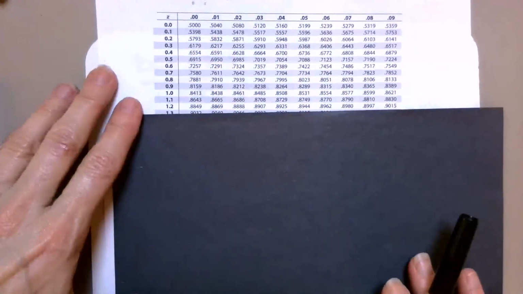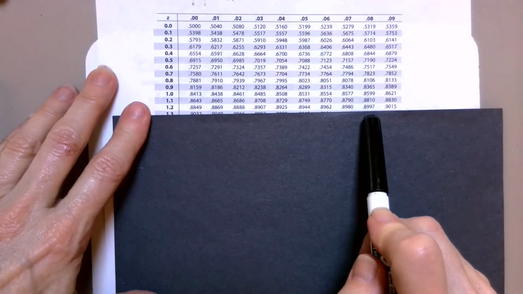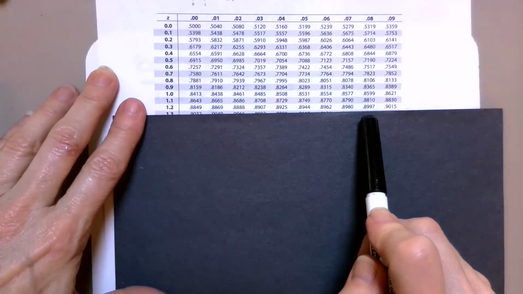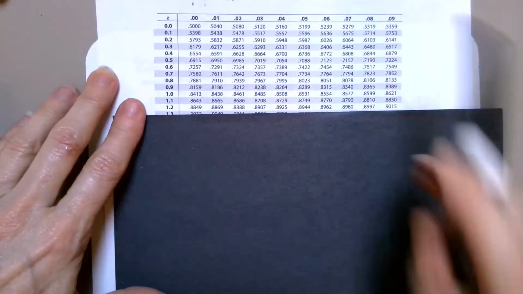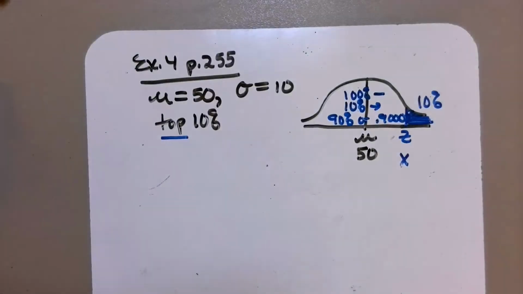So the z-score that goes with an area of 0.8997, which is the closest to 0.9000 in the table, is 1.28. So that's the z-score we're going to use, 1.28.